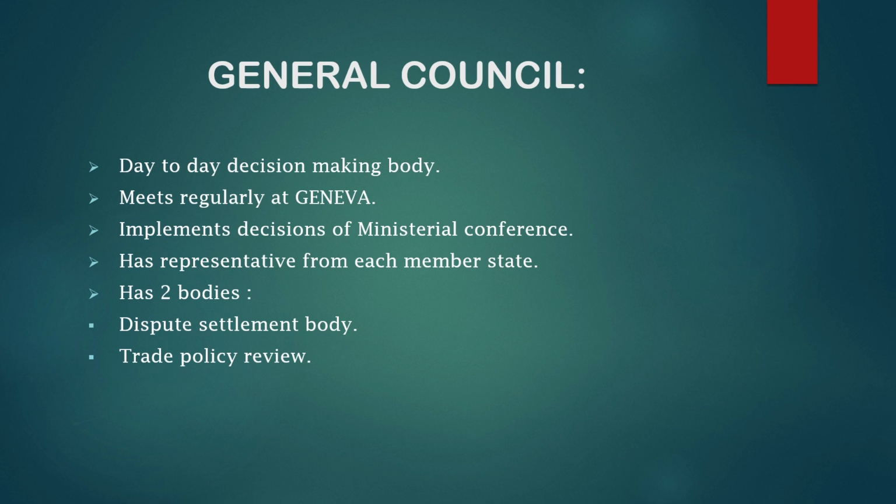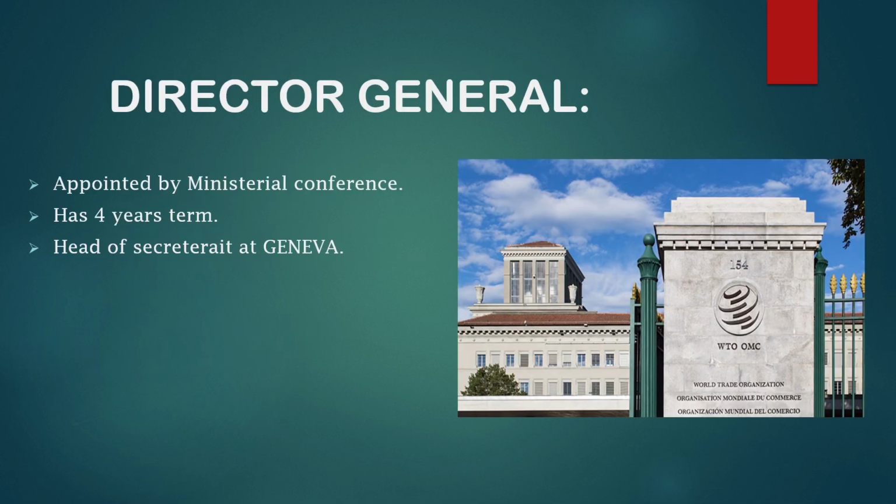General Council. It is a day-to-day decision-making body and meets regularly at Geneva. The General Council implements the decisions of the Ministerial Conference and it has representatives from each member state. It has two bodies, the Dispute Settlement Body and Trade Policy Review. Director General. The Director General is appointed by the Ministerial Conference and has a term of 4 years, and he heads the Secretariat at Geneva.